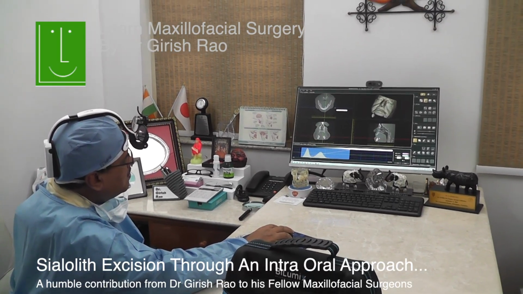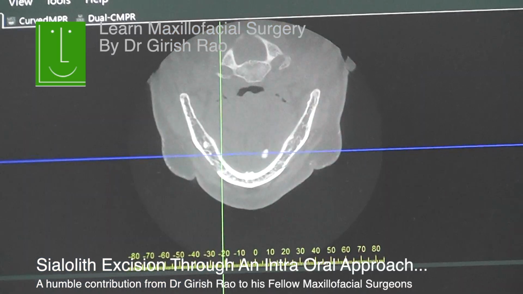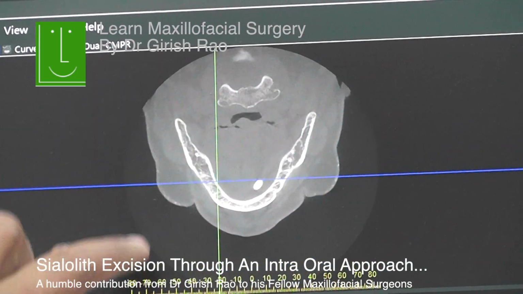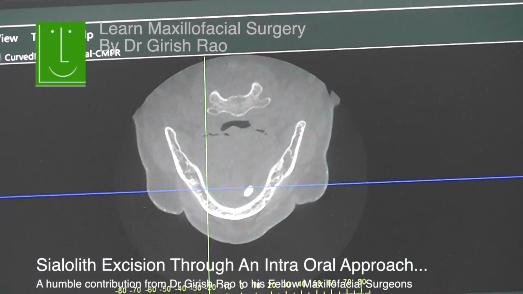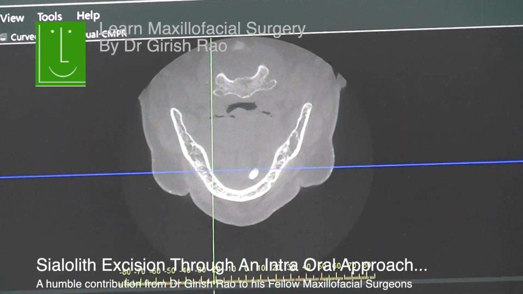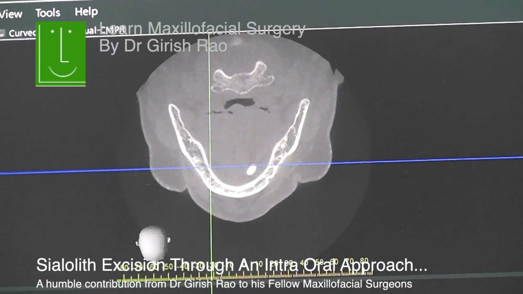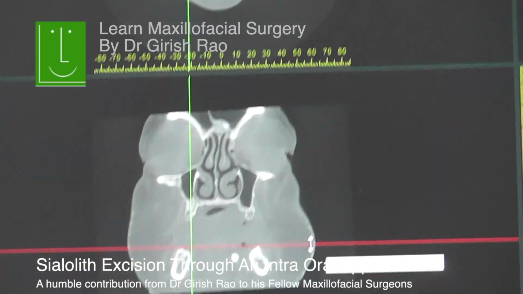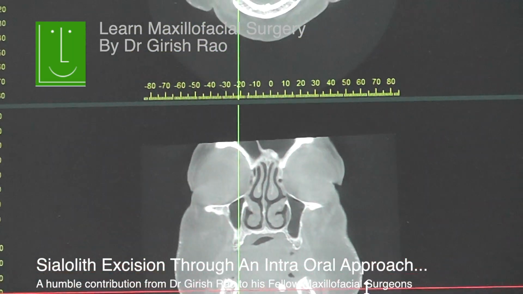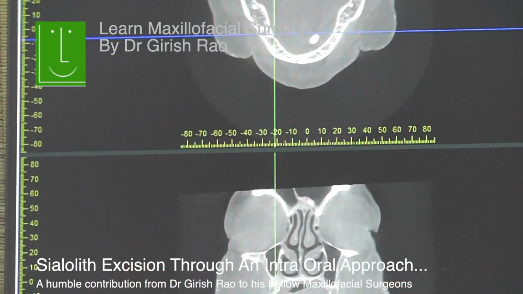Today I'm going to show you a very simple case of taking out a sialolith from an intraoral approach. This patient used to get recurrent swellings in the neck, and she used to get an extensive amount of pain and swelling every time she ate some food.